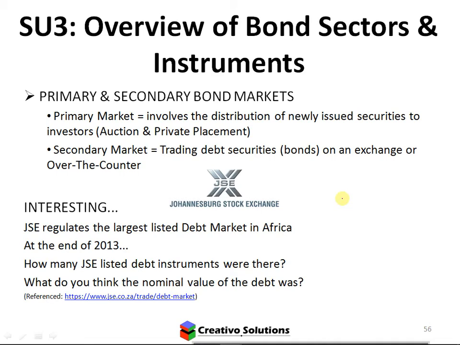We've got different markets. You're familiar with this, primary and secondary. Primary is when we first issue. Secondary is when we buy and sell from other investors. The JSE regulates the largest listed debt market in Africa. At the end of 2013, how many debt instruments do you think we have on the JSE? Go for a figure. You saw that the entire country has 2 trillion in debt. How many debt instruments do you think we have on the JSE? More or less than 2,000, roundabouts? And what do you think the nominal value of the debt is?